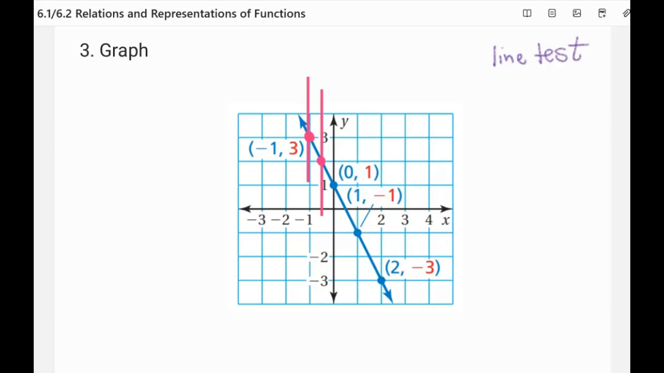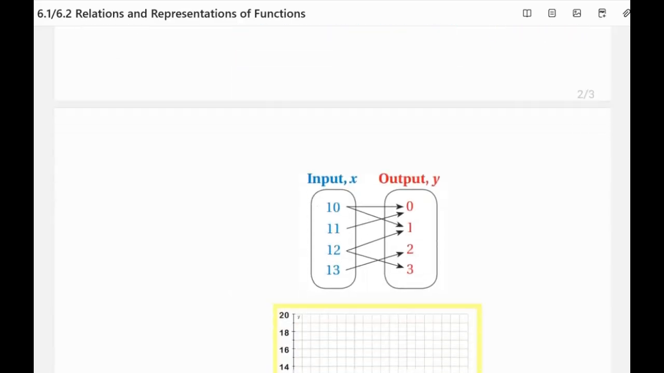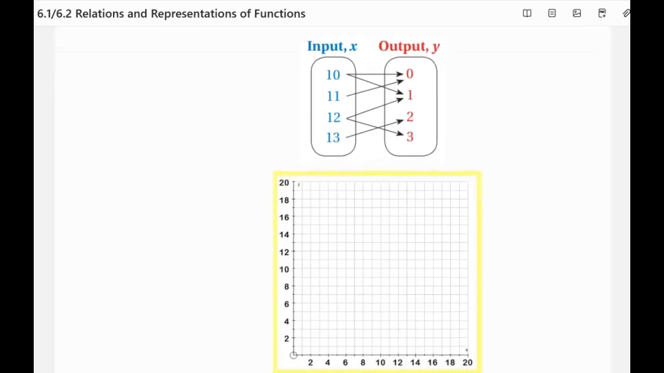Now you may ask yourself, well, what does it look like if it's not a function? So let's go back to the previous example that we had looked at, which was the input and output, and we had stated that this was not a function relation. And the reason is because if we graph this, so let's graph this out, then you can see visually why it's not. So for example, the input of 10 is the output of 0 and 1.